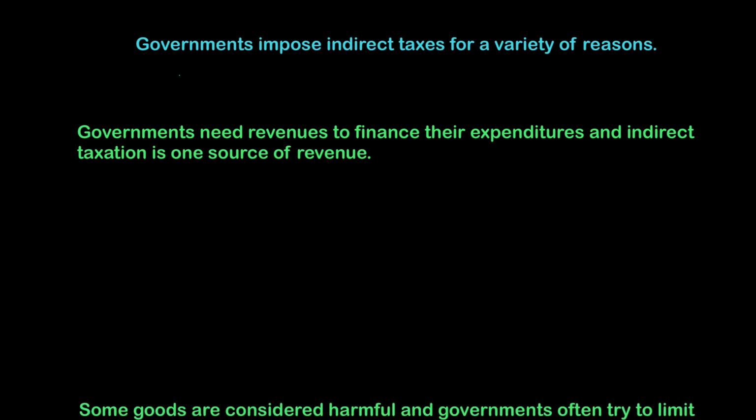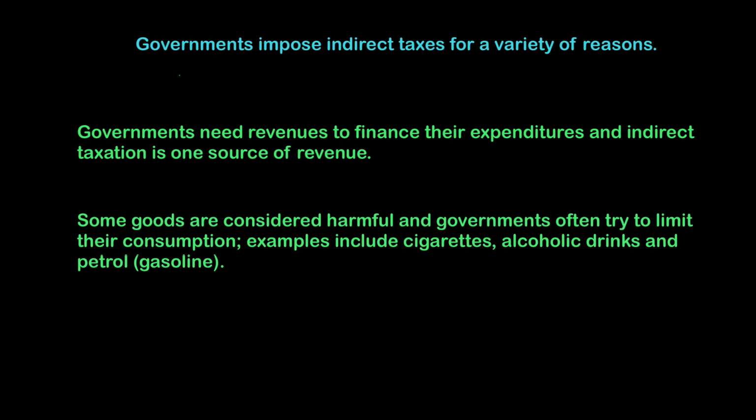Secondly, some goods are very harmful and governments may want to reduce the limit of their consumption. For example, demerit goods like cigarettes and alcohol, and sometimes goods like petrol, which are causing pollution or which are expensive, and the government may want to put indirect taxes so that consumers use it wisely.